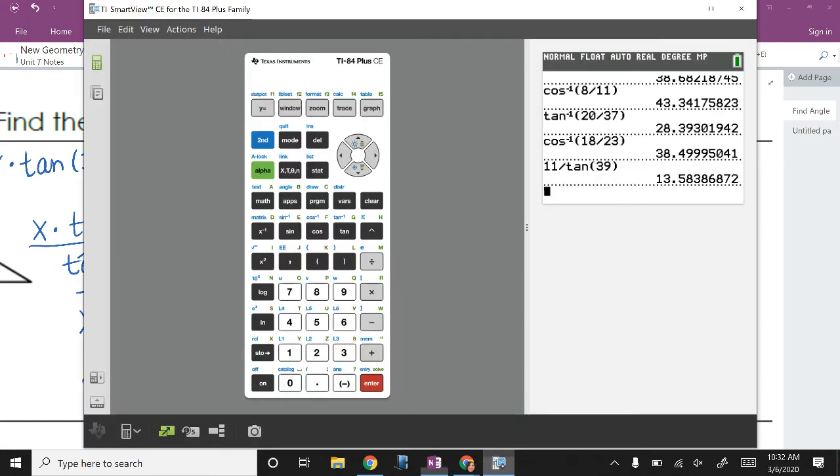Type it in the calculator, and you can just type it all together. 28 times cosine, you don't have to do the times. What's that one, 46?